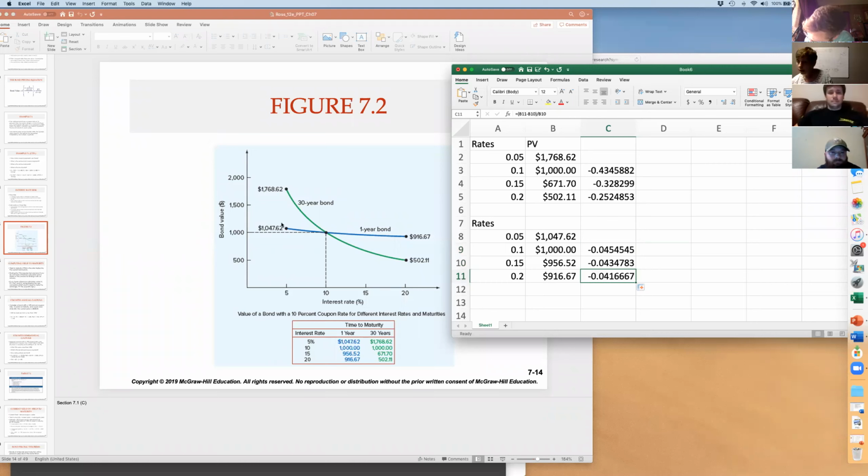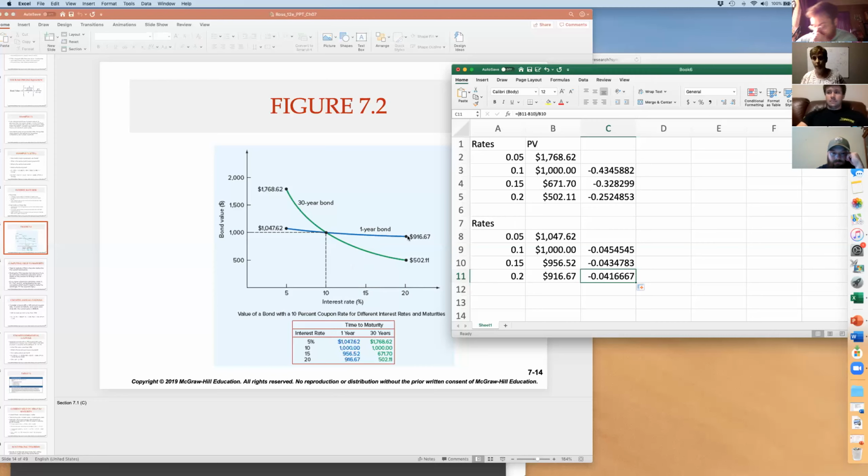And when you draw them, you can see here we've drawn that bond profile for that 1-year bond, where at 5% interest, the bond's value is $1,047.62. At 10% interest, it's right at par value, $1,000. At 15% interest, it would be $956.52. And then finally, when interest rates reach all the way to 20%, which is really high, it would be $916.67.